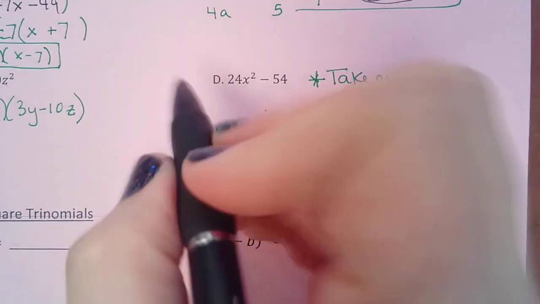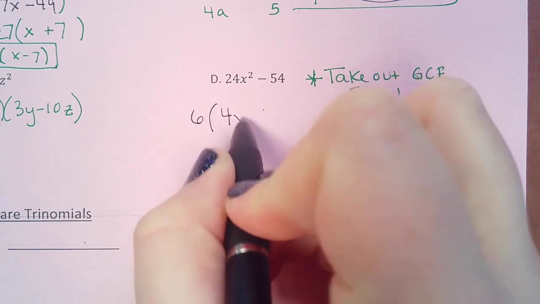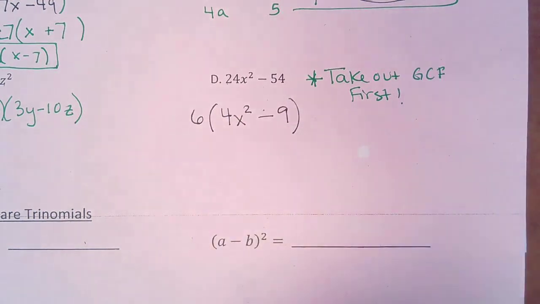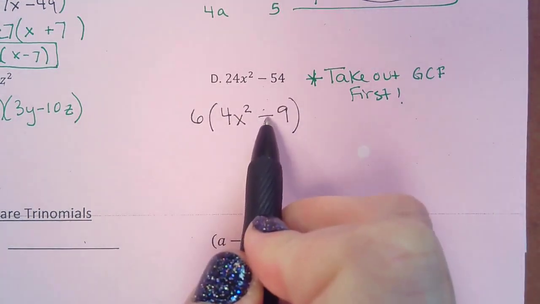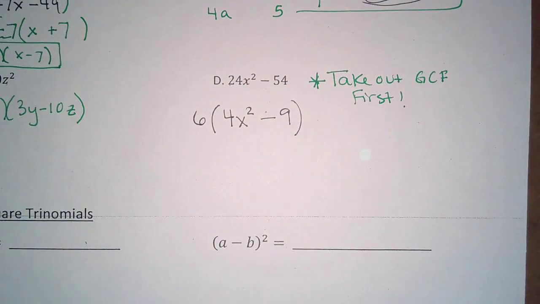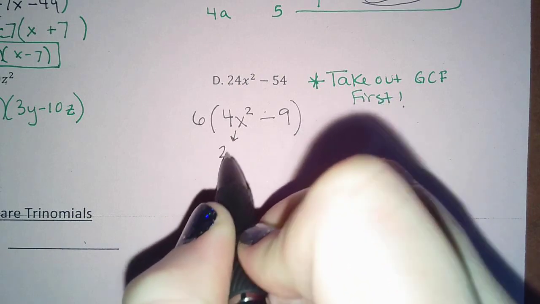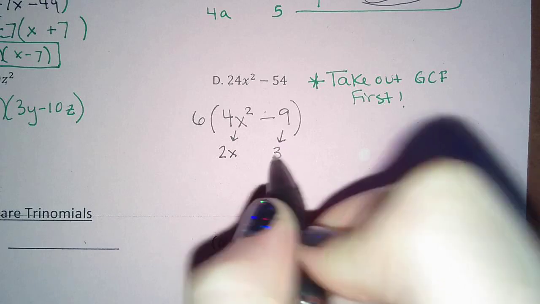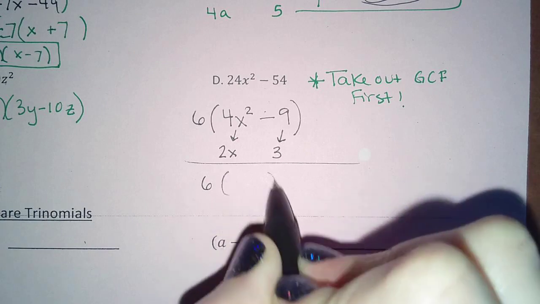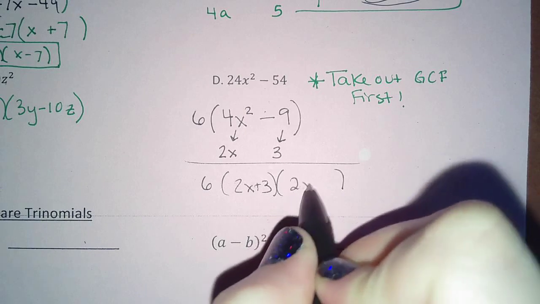If I divide out a 6, 24 divided by 6 is 4, x squared. Negative 54 divided by 6 is negative 9. So it is a difference of squares, which is perfect because it has to be a difference for this to work. When I square root this one, I would get 2x. When I square root this one, I get 3. So this is going to become, 6 is just going to sit out front, and I'll have 2x plus 3 and 2x minus 3.